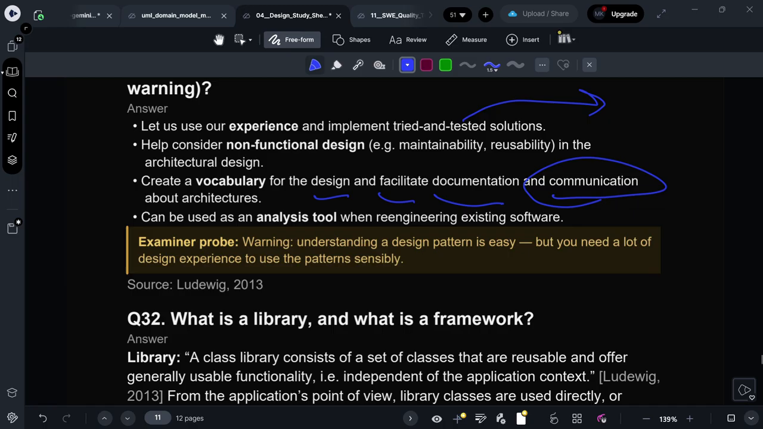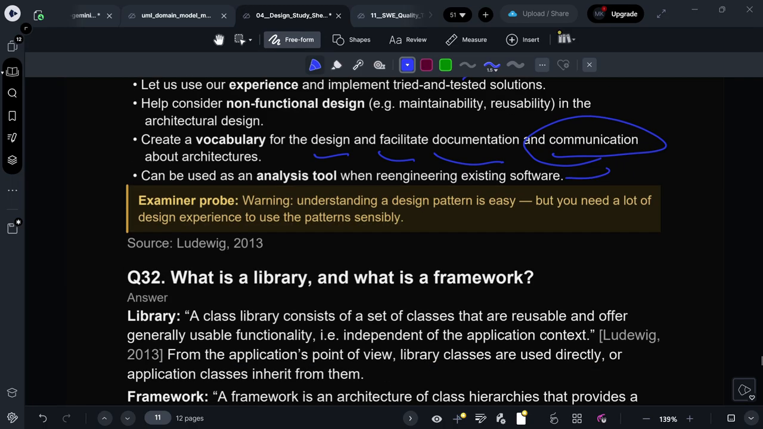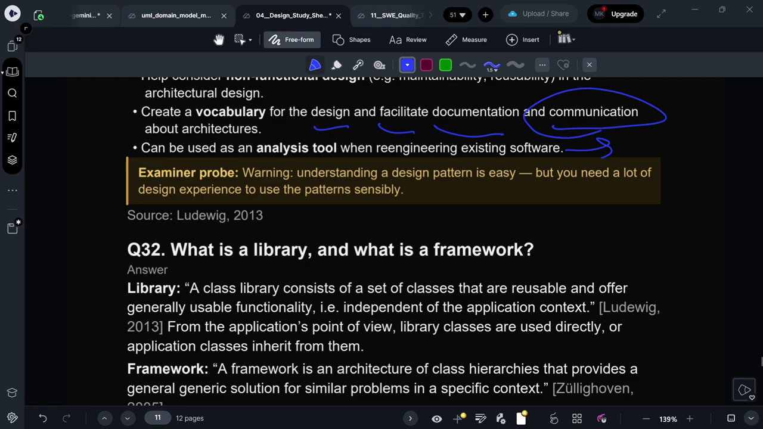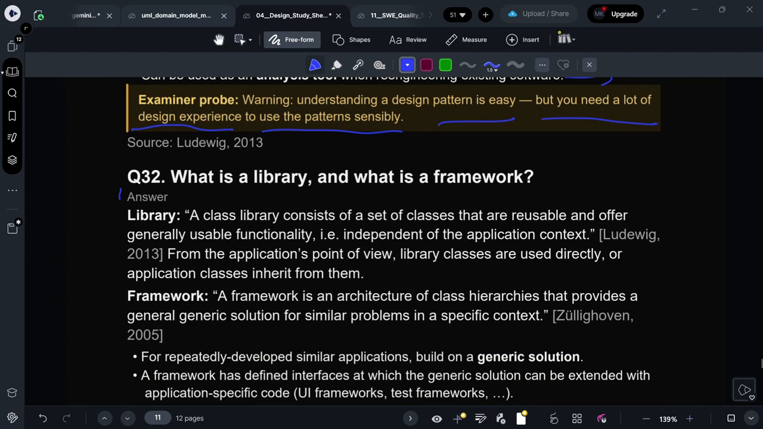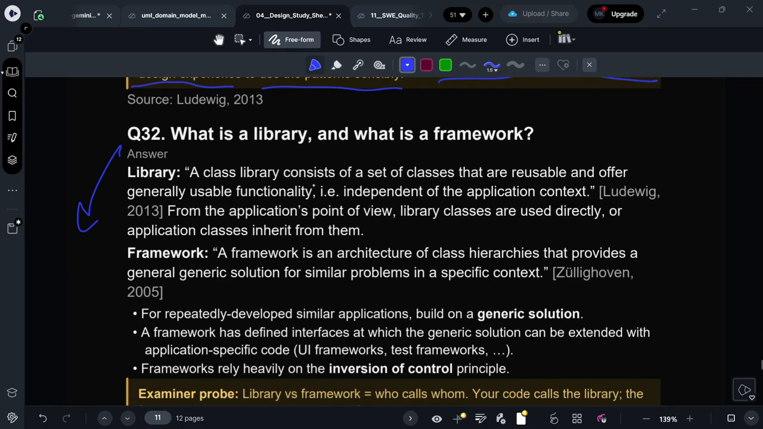It can be used as an analysis tool when re-engineering existing software that you already have. Understanding a design pattern is easy, but you need a lot of design experience to use the patterns sensibly. Then we have what is a library and what is a framework. A library consists of sets of classes that are reusable and offer generally usable functionality, independent of the application context. From the application's point of view, library classes are used directly or application classes inherit from them.